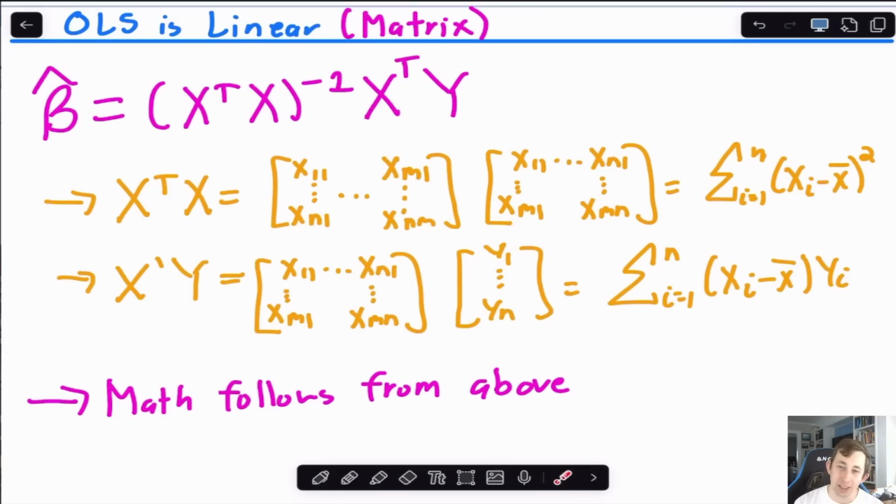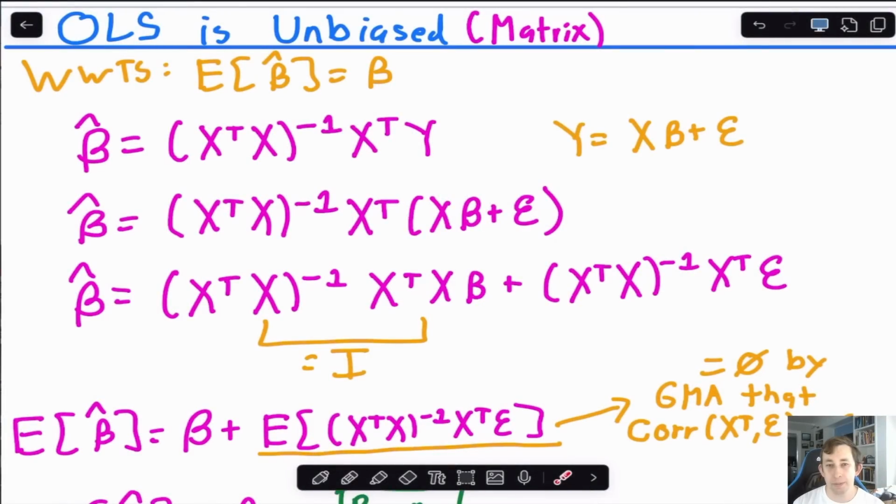Now I can do the exact same math that I did above, and I'm going to get to the same point, where beta hat is a linear estimator of y, where the (X transpose X) inverse X transpose part is the weights on my y's. And so that's what I'm using as those weights. So now I know that my OLS estimate is linear. Let's talk about how we know it's unbiased.